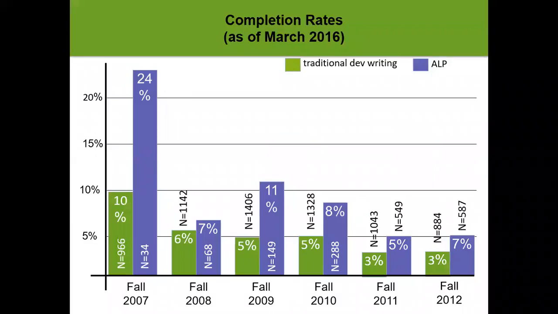And the next chart, and you can see here, we don't have a lot of students who've completed yet, but nevertheless, with the exception of 2008, we've doubled the completion rates every semester comparing students who go through ALP with students who go through the traditional developmental program.